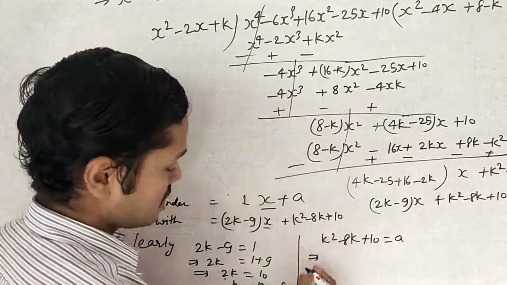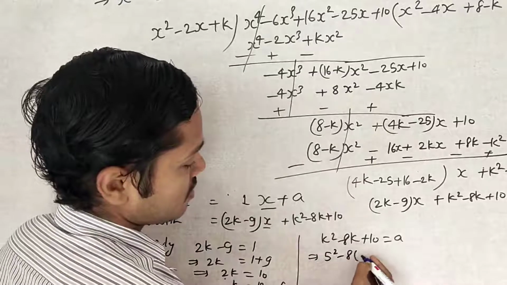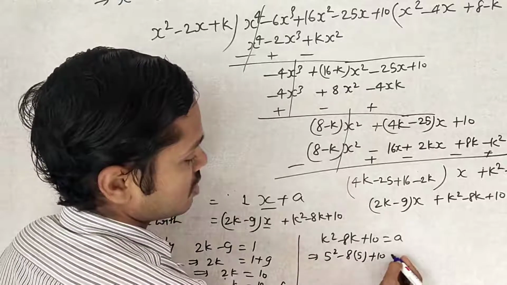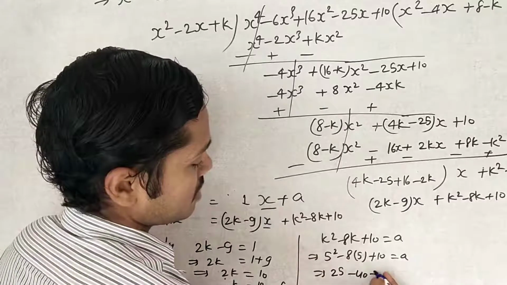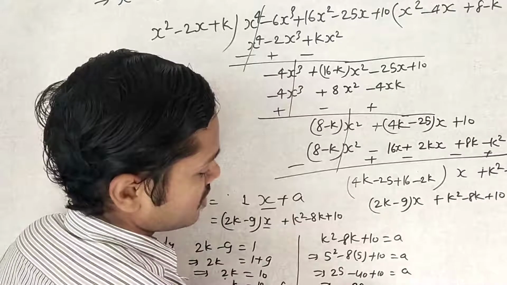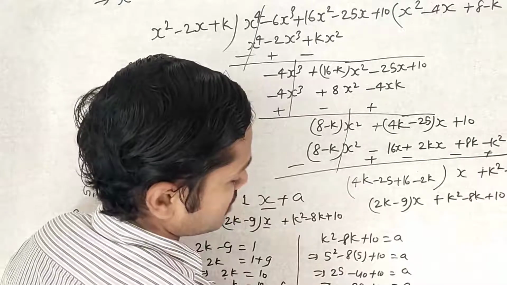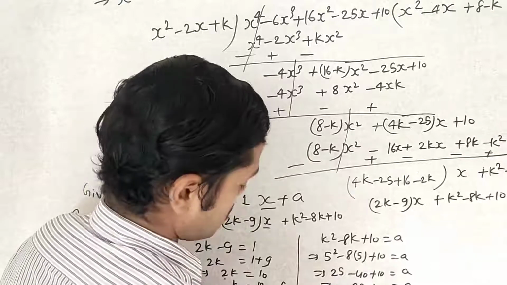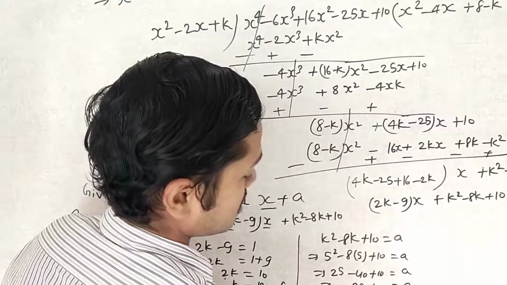Now look, k is equal to 5. So 5² minus 8 into 5 plus 10 is equal to a. Now 5 fives are 25, 8 fives are 40, plus 10 is equal to this one. Now look, 25 plus 10 is 35, minus 40 is equal to a. a is equal to minus 5. So k is equal to 5, a is equal to minus 5.